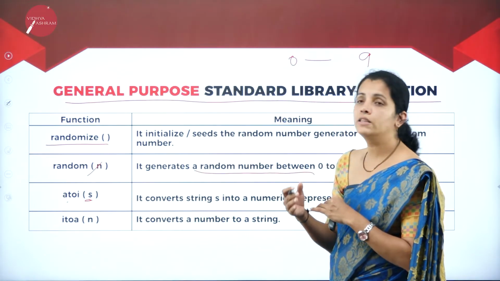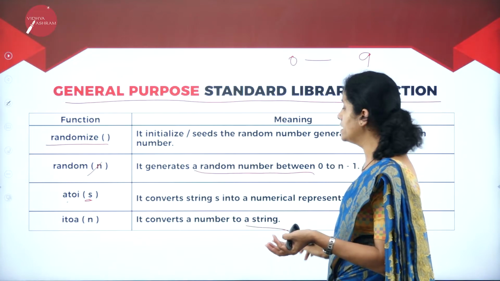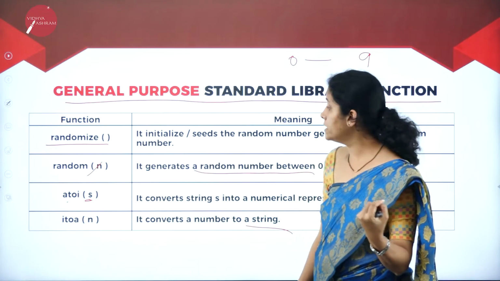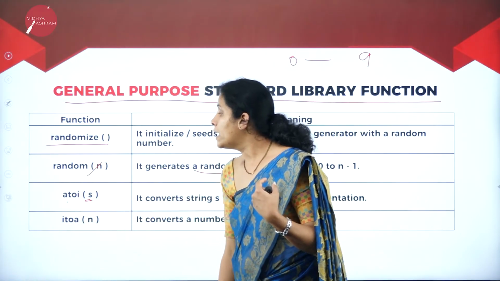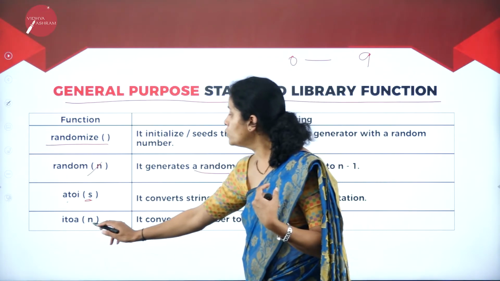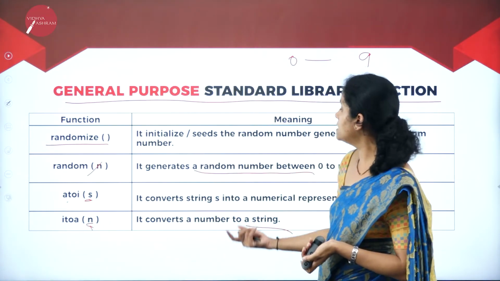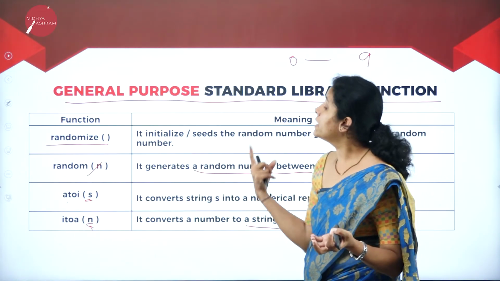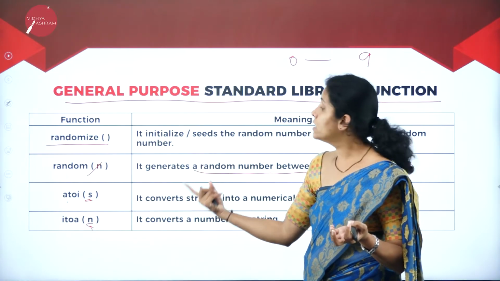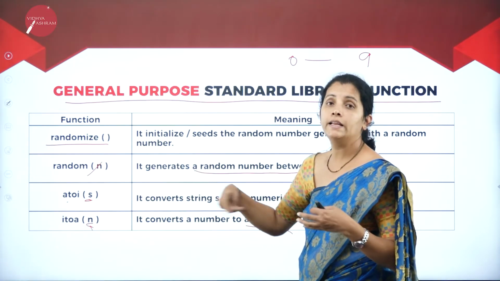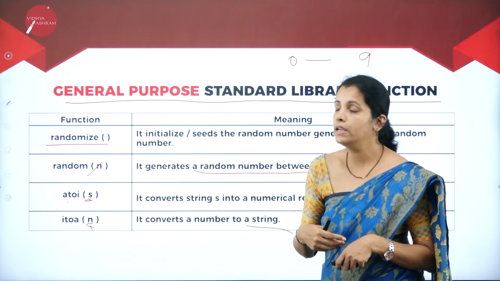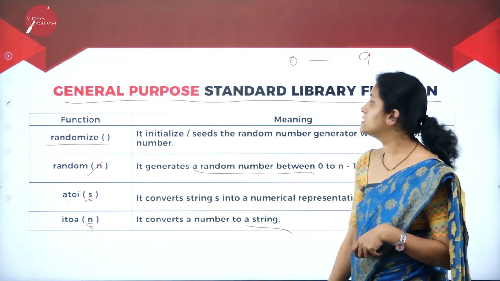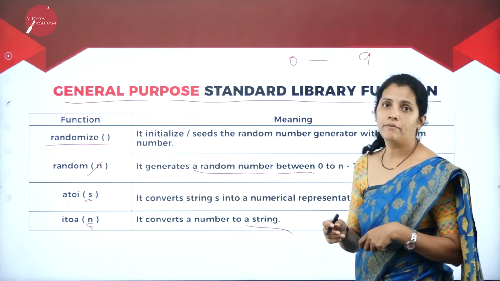If I want to convert a number into a string, then I'm going to have I to A. Then I'm going to pass the number, and the number I pass is converted into a string. But if I consider A to I, here I'm going to pass the string, and in return I'm going to get the number. And these are some examples of general purpose standard library functions.